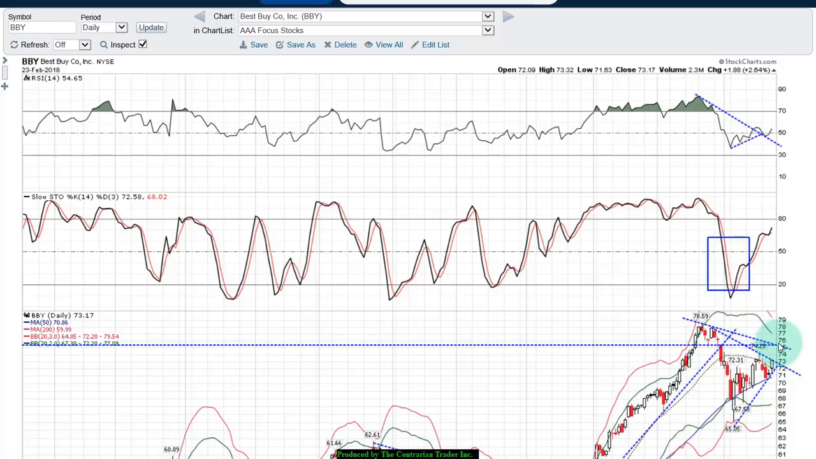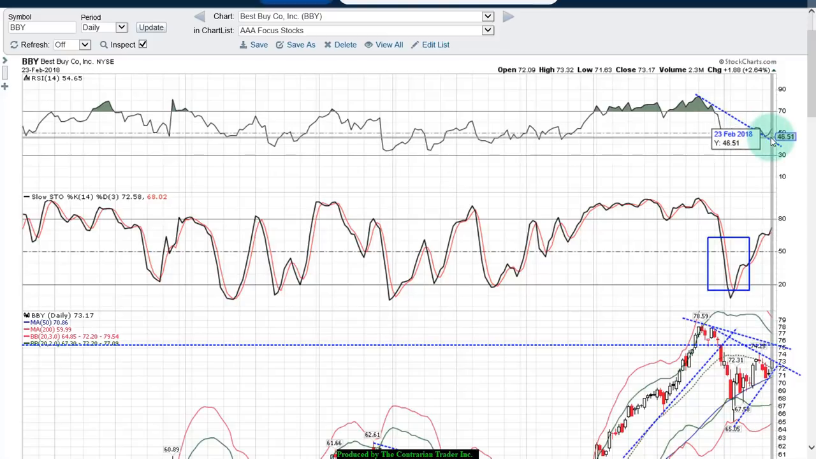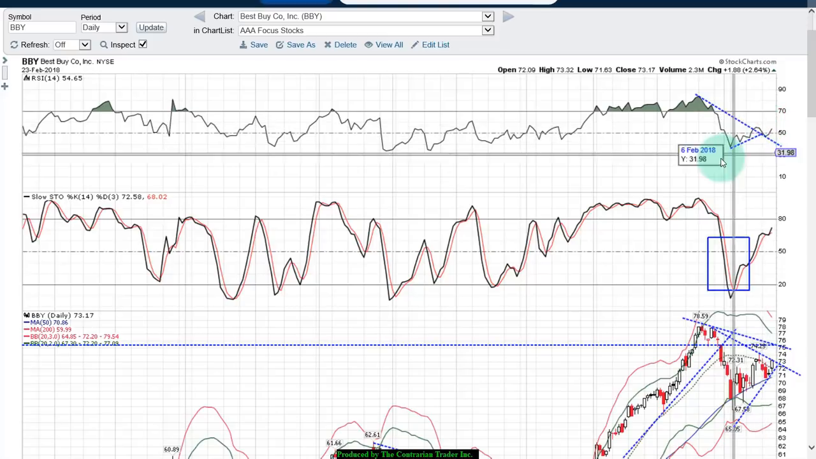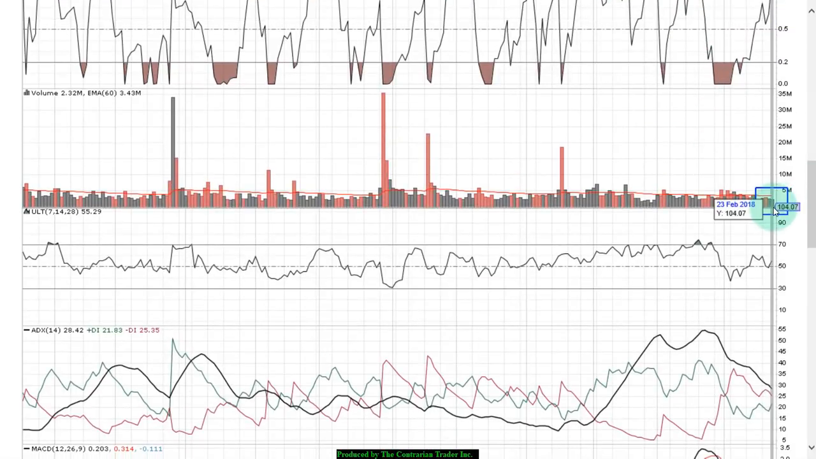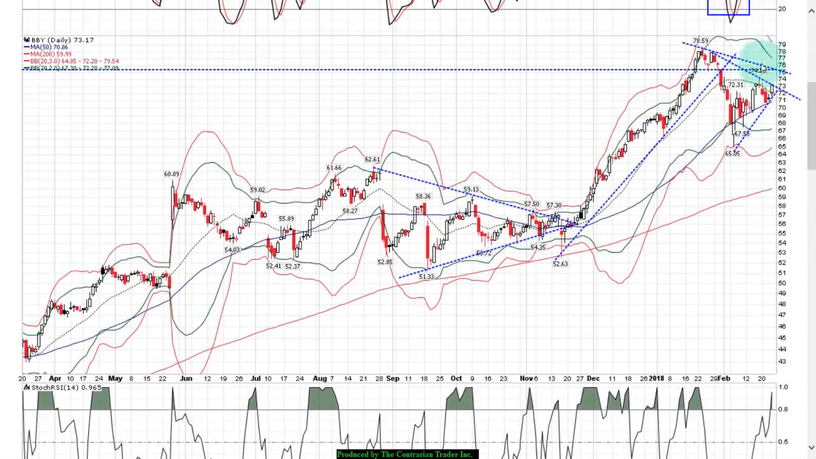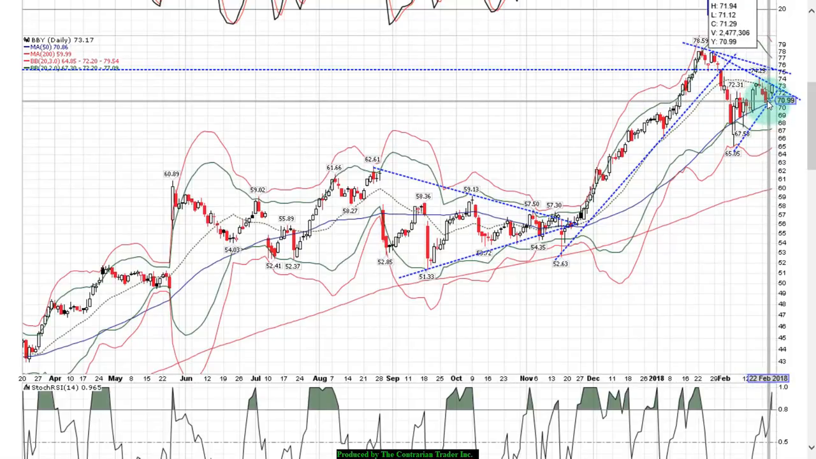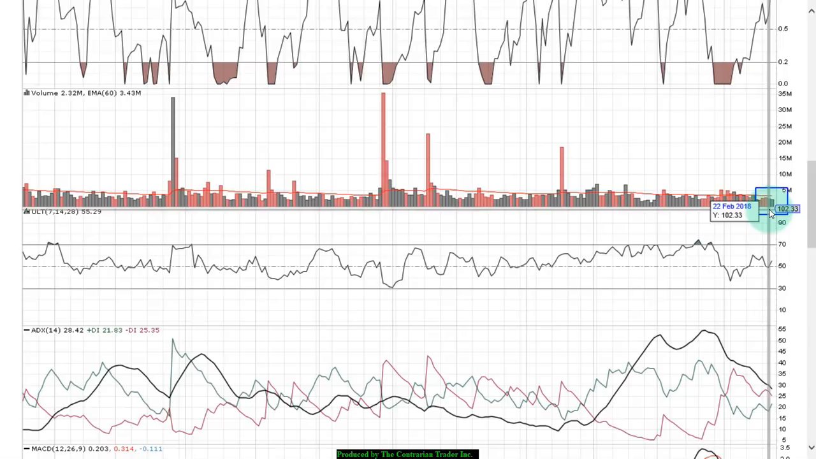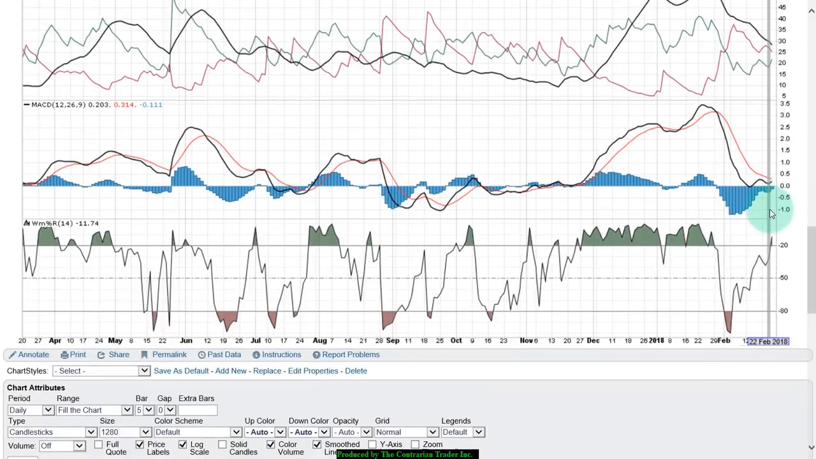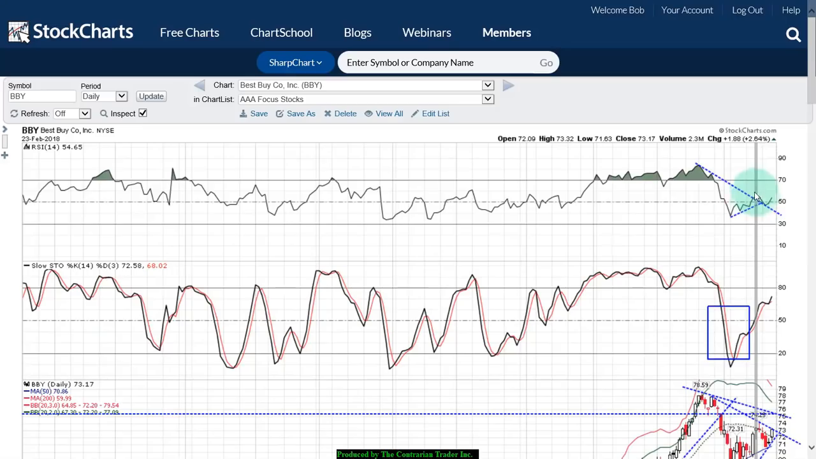Take note of RSI. RSI has broken out. It pulled back. It retested the breakout point. It wants to move higher. I will caution volume. Volume is extremely light. So these two up days, Thursday and Friday of last week, were on very light volume. So a bit of caution. MACD looks good. So that's my play.